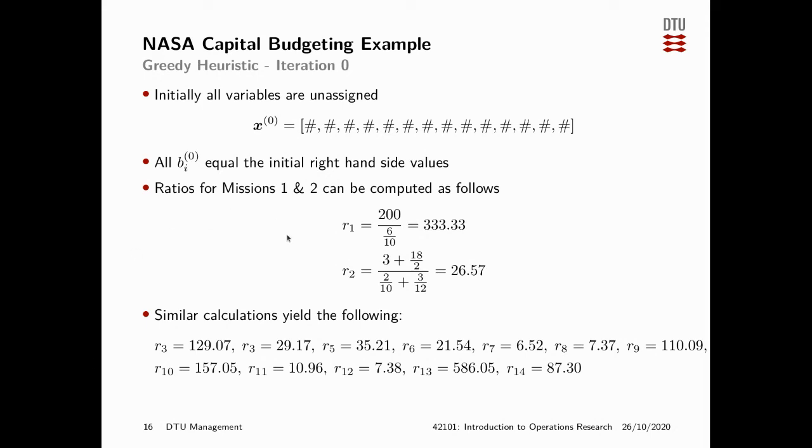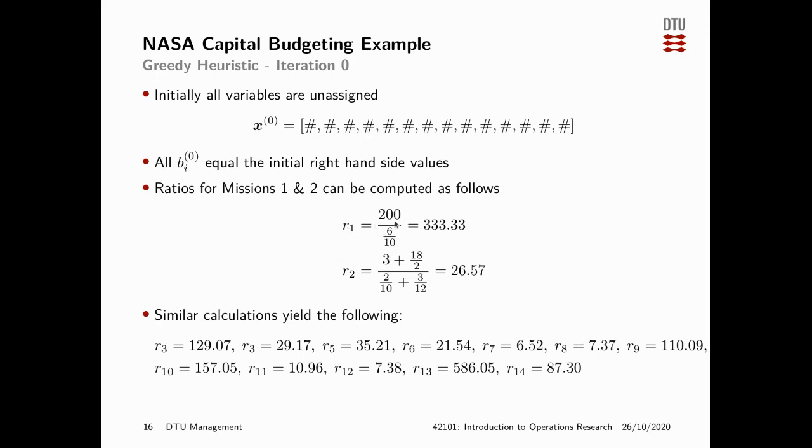So initially, all of the variables are unassigned. So x is our vector of decision variables. There are 14 spaces here, 1 for each of the missions. 0 just refers to the fact this is the 0th iteration. At the beginning, all right-hand sides are equal to the initial right-hand sides. We haven't scheduled anything. And 2 ratios are computed here for you. So the ratio for mission 1 is computed as 200 divided by 6 over 10.